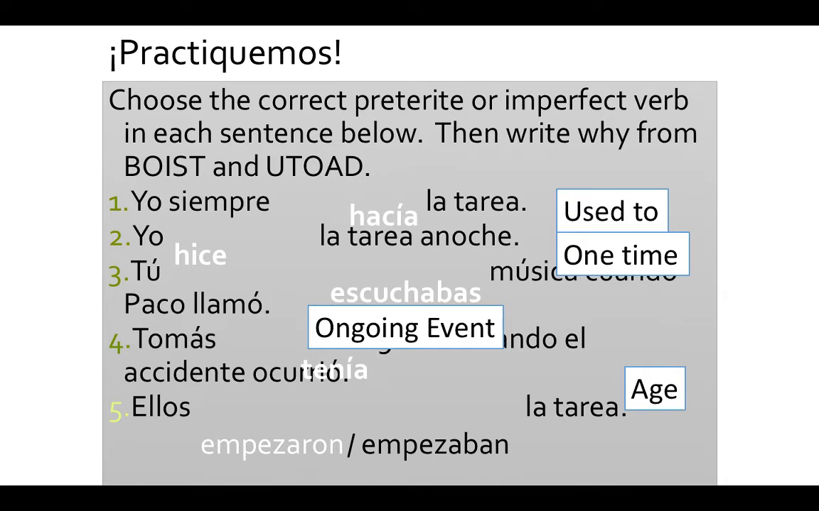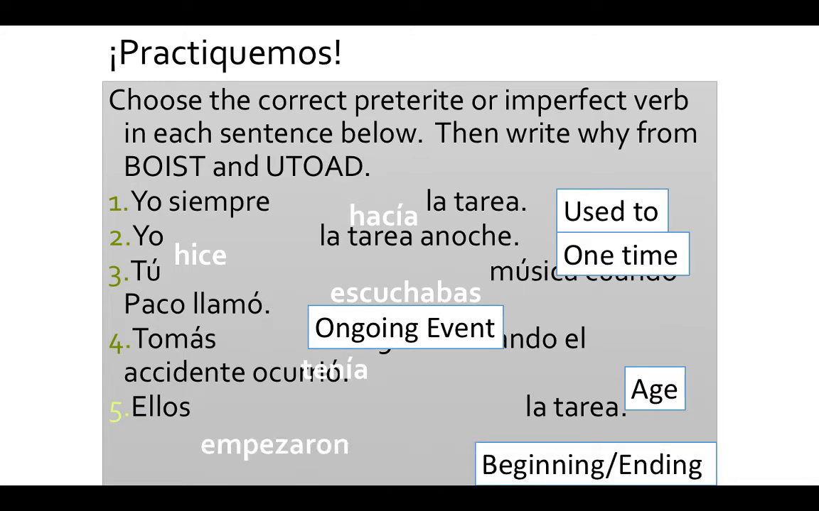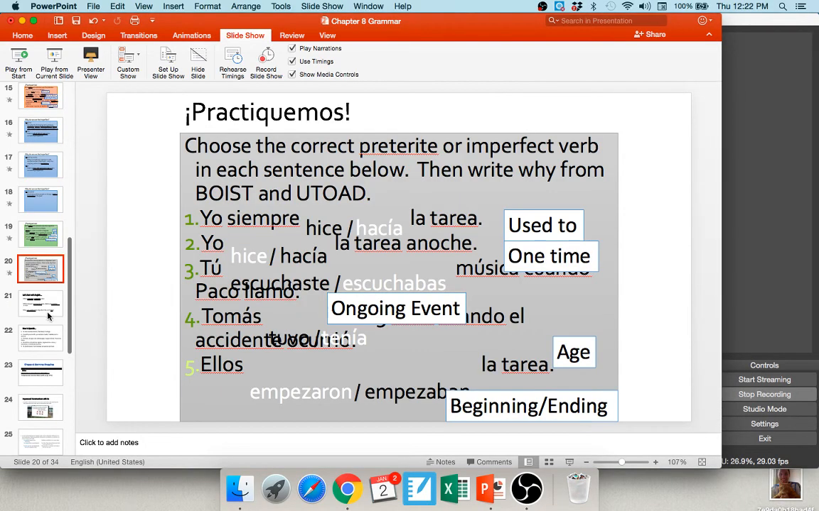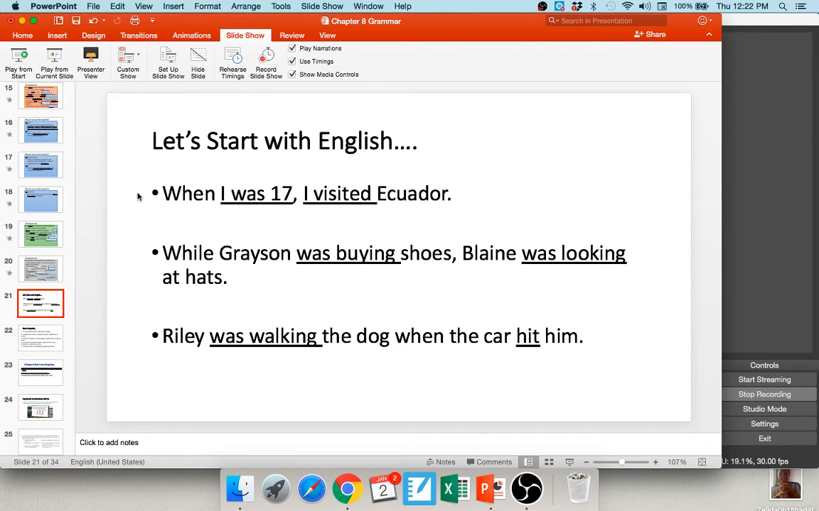And then last one, number 5. Ellos blank la tarea. They blank their homework. And the verb empezar means to begin. You may recall you generally only begin things one time, which means this should be preterite. Ellos empezaron la tarea because of beginning or ending. So hopefully that's given you a little bit of practice. As we go back this week, I'm going to have you in some of your activities doing these in English first. So let's talk about these.